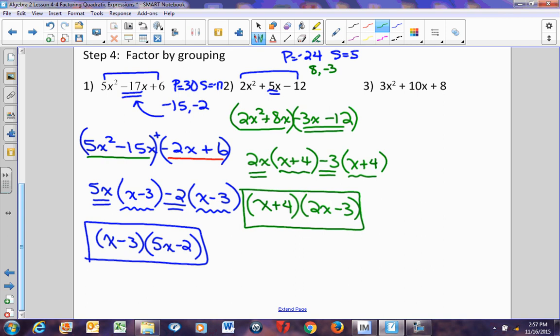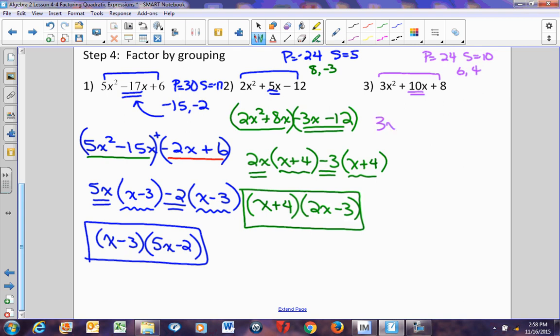The more you do these, the better you get at them. If you have me for Algebra 1, we factored using this method, and it should be coming back to you now as a bad dream for some of you. All right, let's look at number 3. I need a product of 24 and a sum of 10, which is 6 and 4. 6 times 4 is 24, 6 plus 4 is 10.